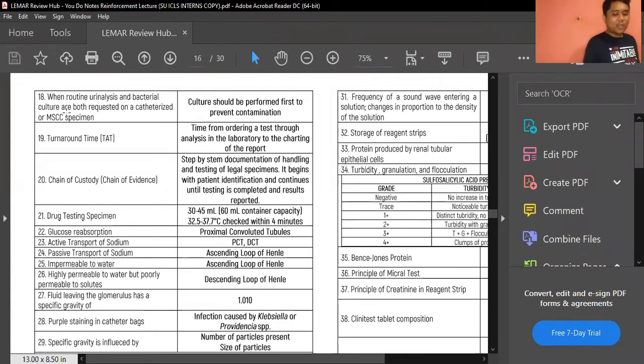Okay. Next, of course, chain of custody or the chain of evidence. Again, step-by-step documentation from handling to processing to release of results, which is usually used for drug testing specimens. Pila ang iyahang ml, dapat 30 to 45. And again, ang capacity sa container is 60 ml. And again, ang temperature range is 32.5 to 37.7 degrees Celsius, and it should be checked within 4 minutes.